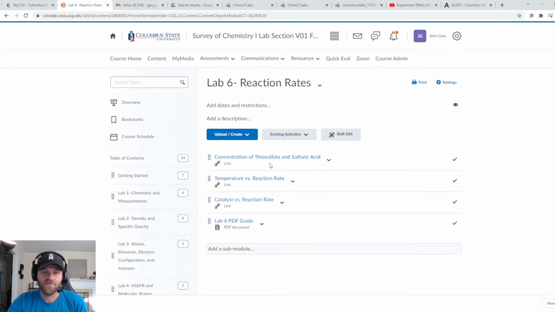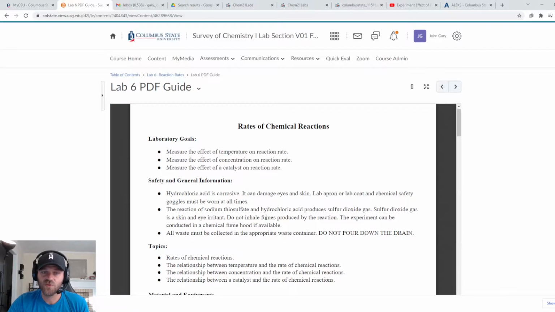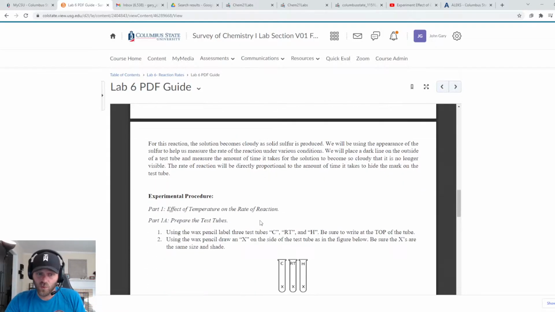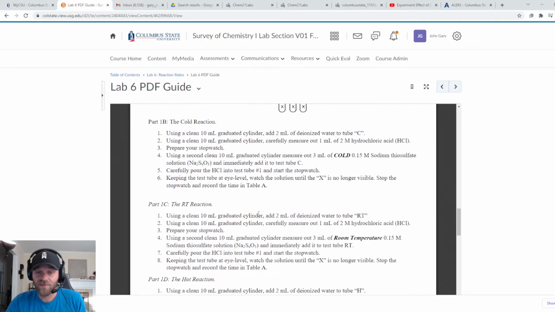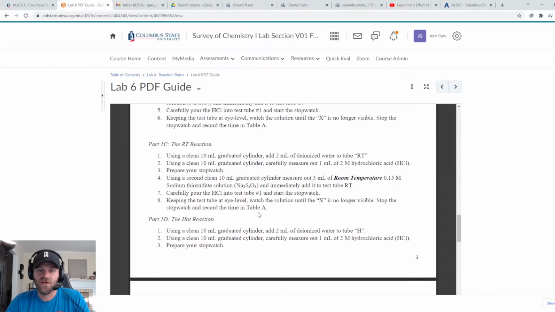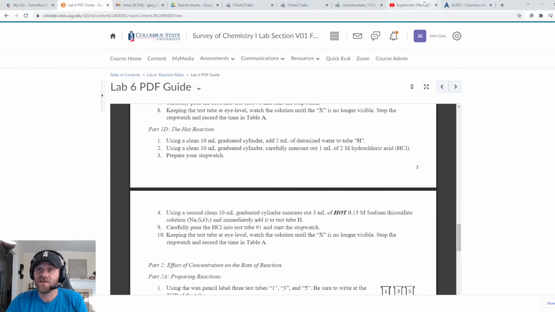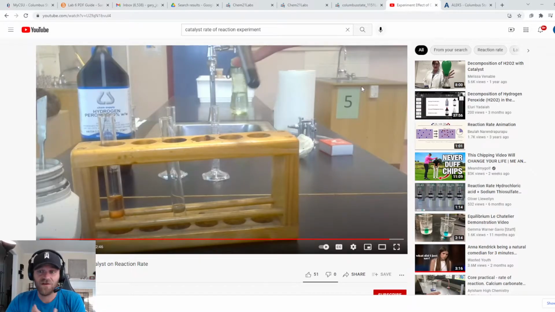So these might not be exactly the same experiments that are in your PDF guide here. The PDF guide is available in Chem 21 as well, but it shows you exactly the procedures that CSU will do in their in-person labs. And if you want to look up these exact reactions, you can probably do that on YouTube.